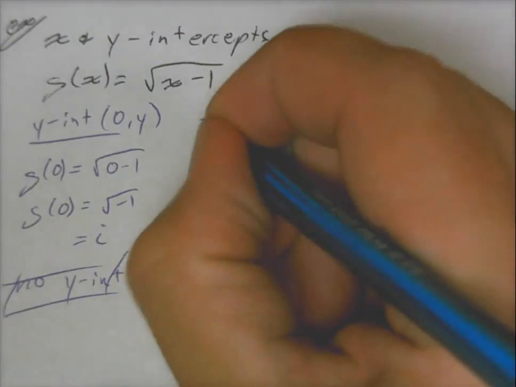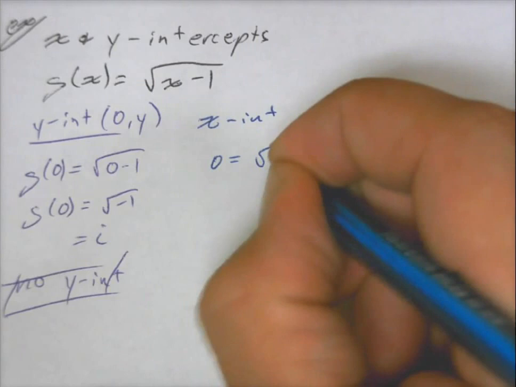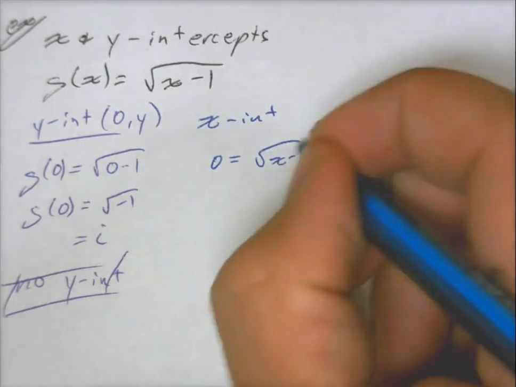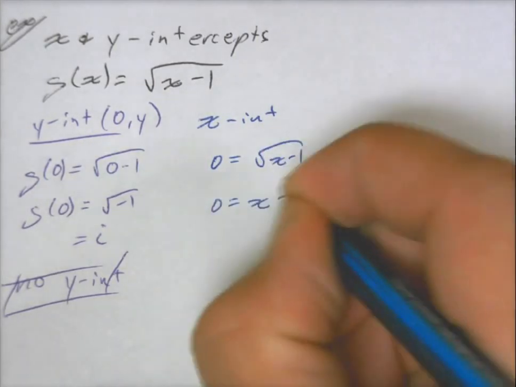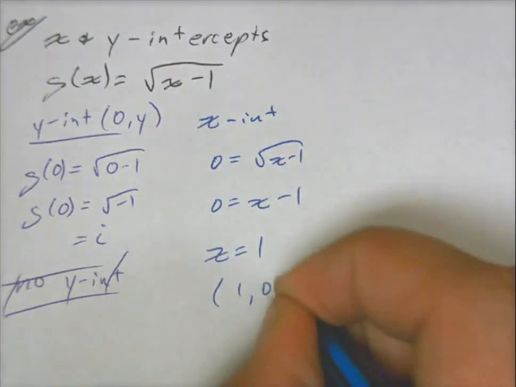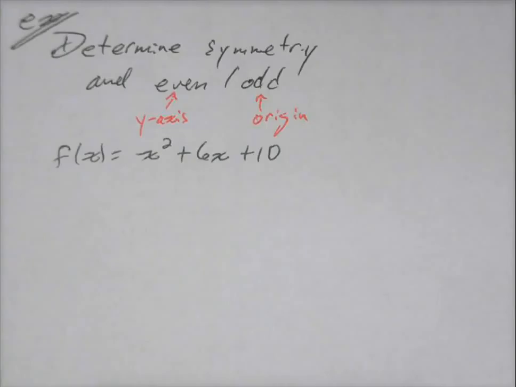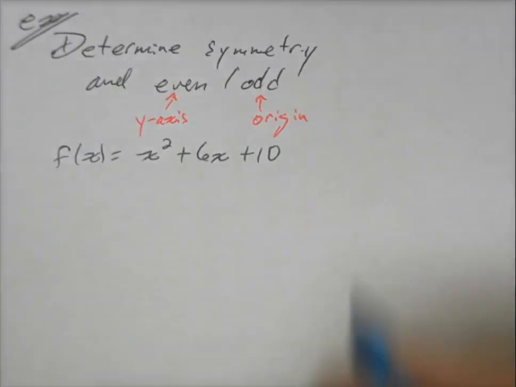And then for your x-intercepts, you have 0 equals square root of x minus 1. You can square both sides, so you have 0 equals x minus 1. So x equals 1, therefore your x-intercept is 1, 0. And there we go.